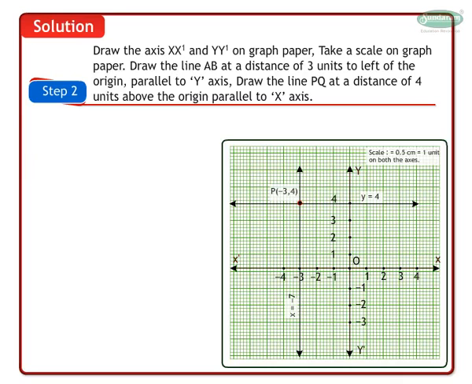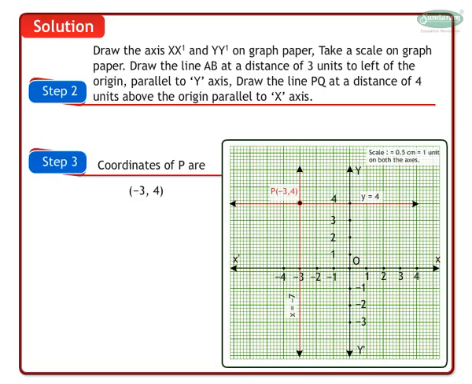Step 2. Draw the axis x, x dash and y, y dash on graph paper. Take a scale on graph paper. Draw the line AB at a distance of 3 units to the left of the origin parallel to y-axis. Draw the line PQ at a distance of 4 units above the origin parallel to x-axis. Step 3. Let the lines intersect at point P. Read the coordinates of point P from the graph. They are -3 and 4.